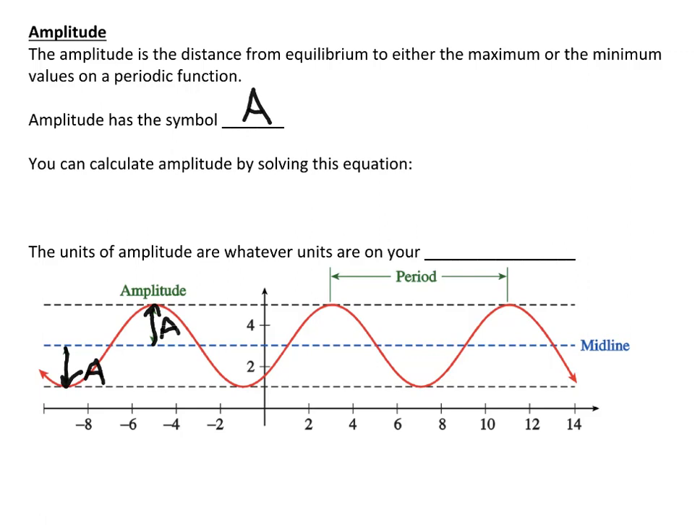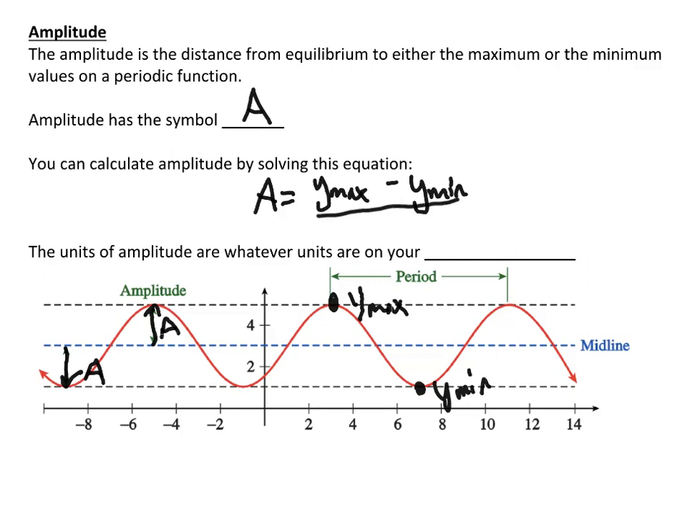It has a symbol A. And you can actually calculate it with an equation as well. So the equation is the maximum height minus the minimum point. So that would be like the highest point here. That's y max. Minus the lowest point, that's y min. Divided by 2, right? So the distance between the highest and the lowest point, but then just half of that is what we call the amplitude. The units of amplitude are just whatever is on your vertical axis, so whatever's on the y-axis. They could be anything at all.